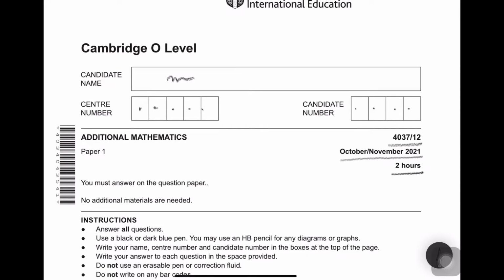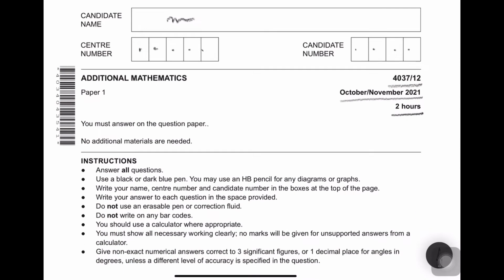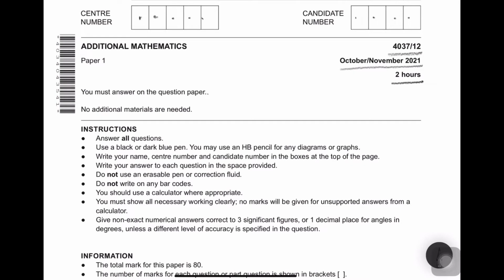It is a 2 hour exam, and you must go through this instruction before starting. You must use an HB pencil. You must write the center, name, candidate numbers, everything clearly, and you must write answers where the space is given. You cannot use erasable pen and correction fluid. There is a barcode, and you are not supposed to write there.